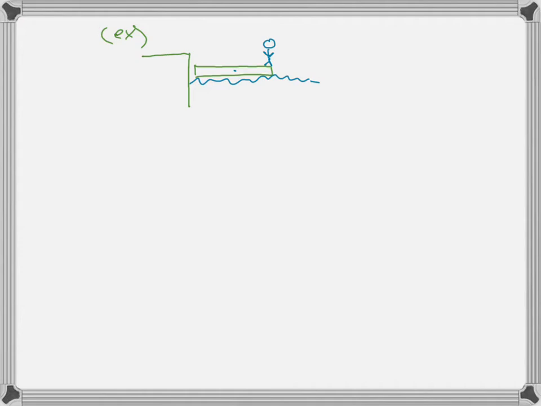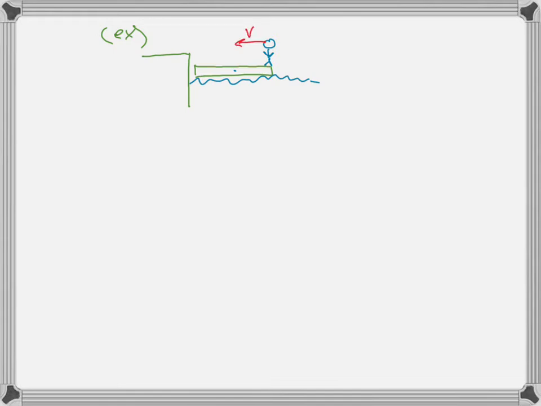Let's do another fun momentum conservation problem. Let's say that you're on a raft and the raft is in the water, and you float that raft up to a dock. You're on one end of the raft far from the dock, and you walk along the raft towards the dock. So you're going to walk in that direction at speed v.